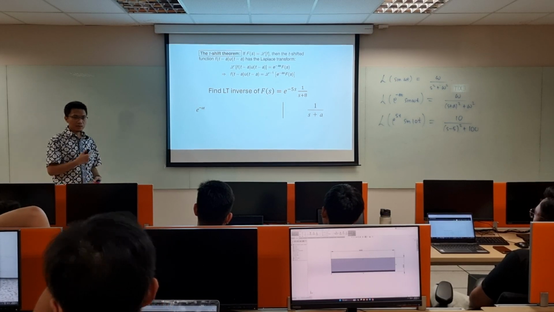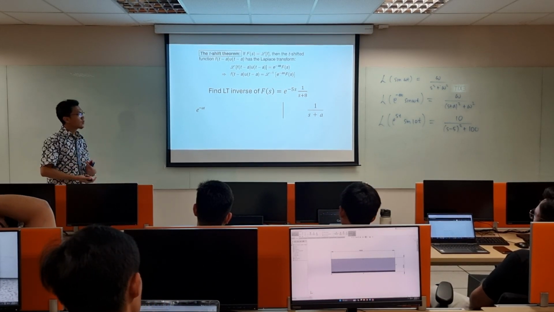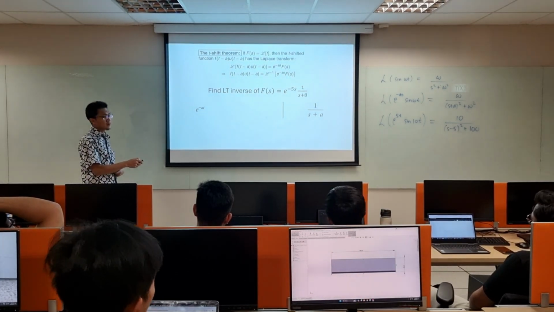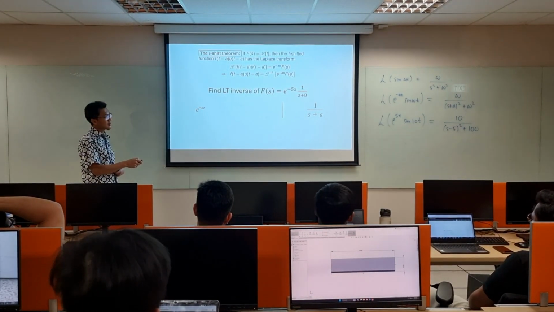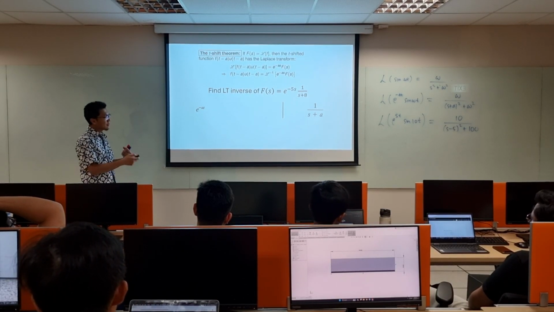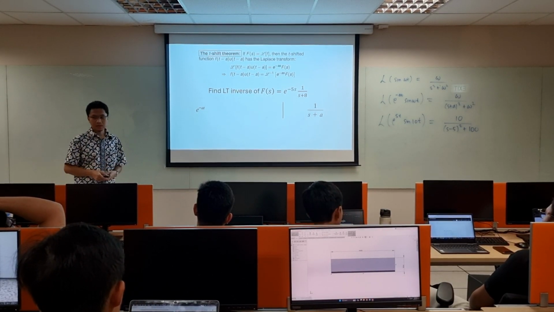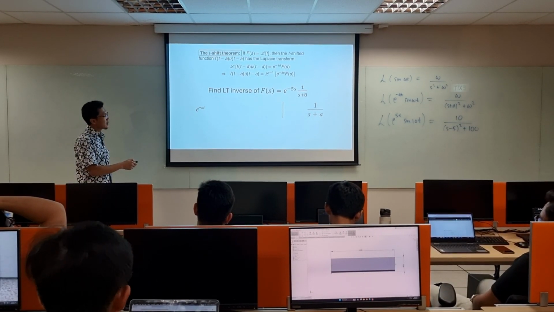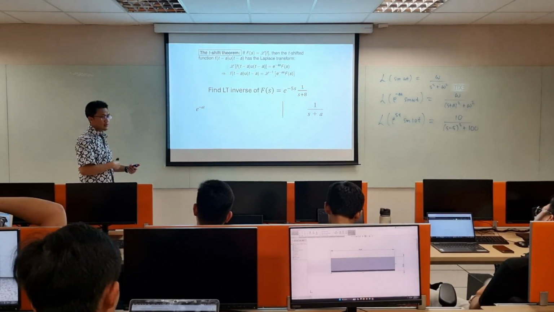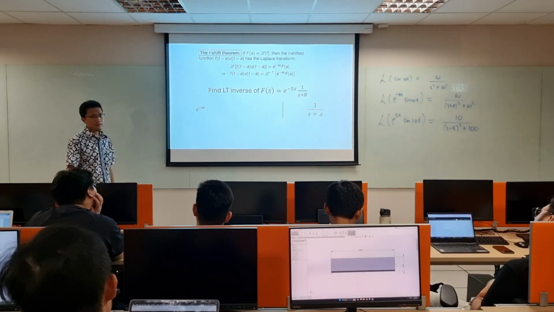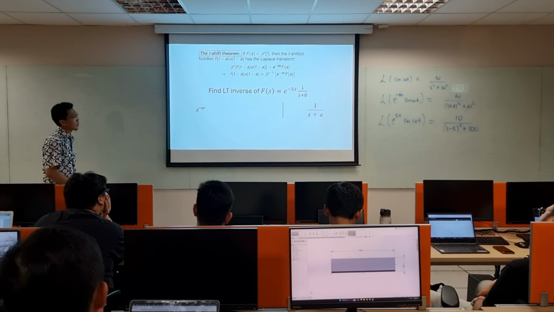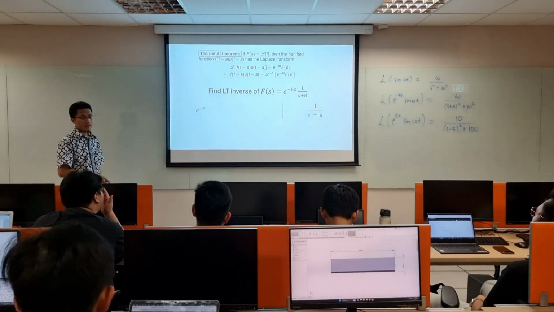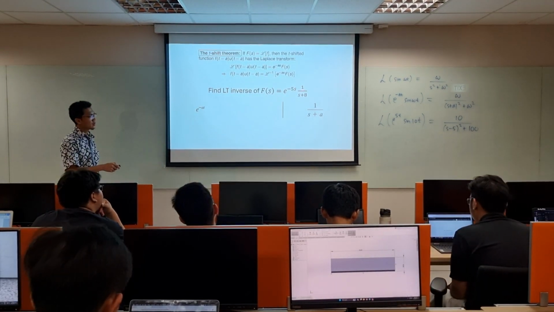We can do it the other way around, actually. What do I mean by that? If you have a Laplace domain expression that is multiplied by an exponential function, then its inverse is just f(t) multiplied by the delayed step, but with t replaced by t minus a. An example is this one. Let us find the inverse of this.